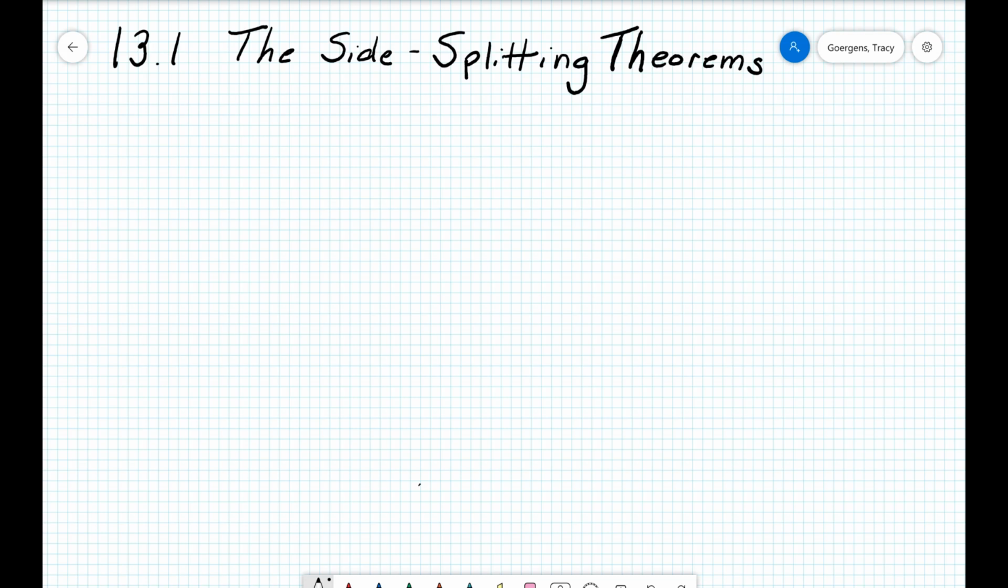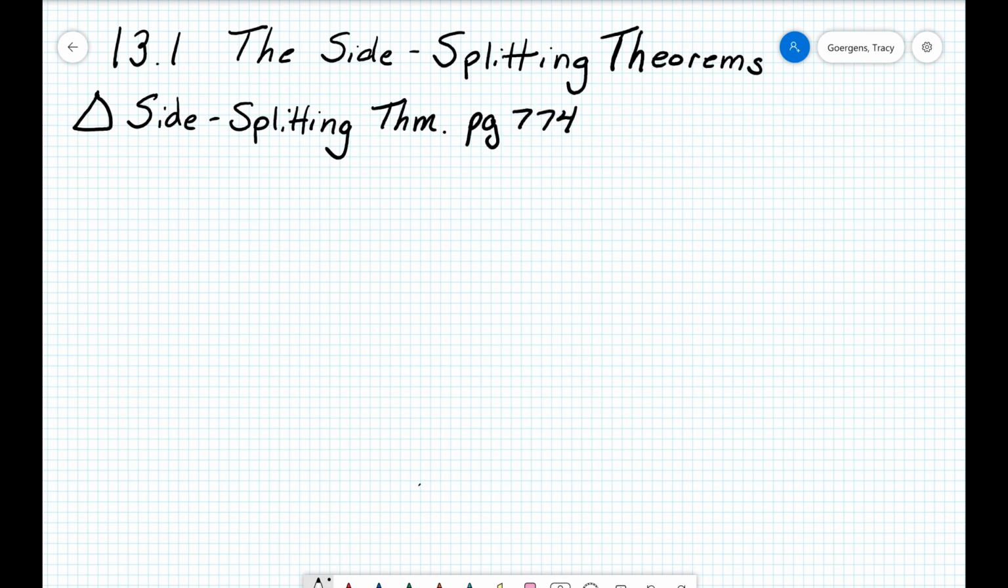All right, so we have a theorem that we're going to look at here, and it's the triangle side splitting theorem. If you have not already copied down your theorems for this unit, you need to do that. You can find that on page 774. It basically says if a line is parallel to a side of a triangle and it also intersects the other two sides at distinct points, so at given points, it splits these sides into segments of proportional length.